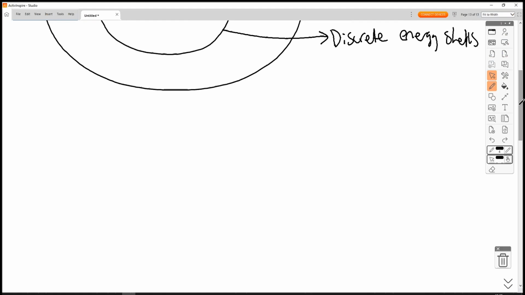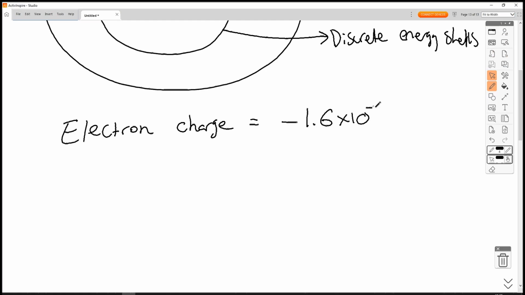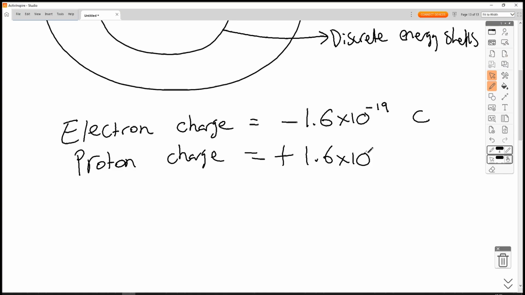So the electron charge is minus 1.6 times 10 to the minus 19 coulombs. And the proton charge is the same but positive, plus 1.6 times 10 to the minus 19 coulombs. Put a box around that because you need to memorize that.